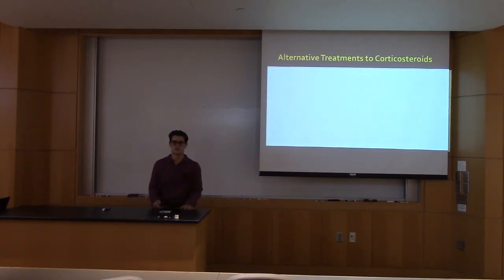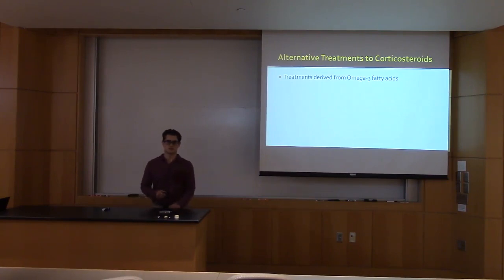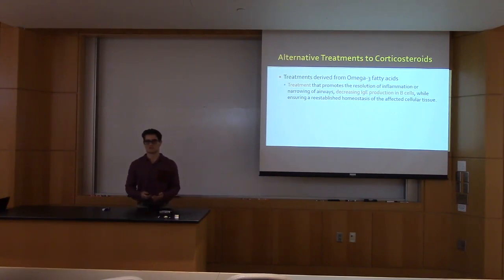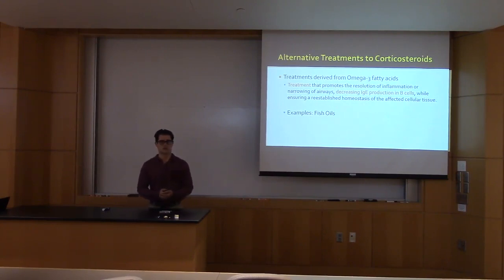So alternative treatments to corticosteroids, such as treatments derived from omega-3 fatty acids, promote the resolution of inflammation and narrowing of the airways, basically what a corticosteroid does, but what it doesn't do is it doesn't decrease IgE production within B cells, while ensuring homeostasis within the cellular tissue. So basically, omega-3 treatments do exactly what corticosteroids do, but help the underlying factors of this disease. So a great example of omega-3 fatty acid treatments is taking your fish oils every day. It's very simple, it's very easy. It could act as a corticosteroid, but actually help you deal with the underlying disease.